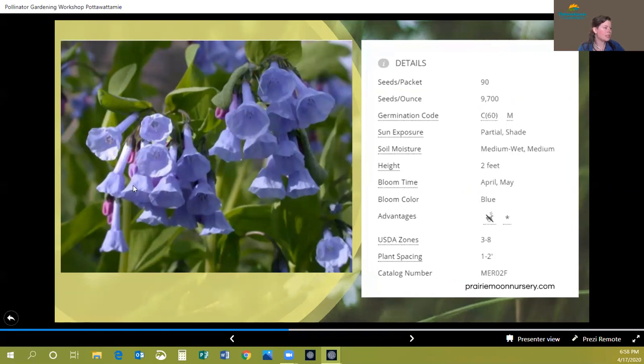For example, these bluebells are native plants and they grow in the shade. So sun exposure here we see is partial shade, and they like medium wet to medium soil. So they like a little bit wet, a little bit dry, but not super dry. They can't handle that. And it even tells you when they bloom, right? How tall do they get? So you could find all this information. You don't have to know it all by yourself.